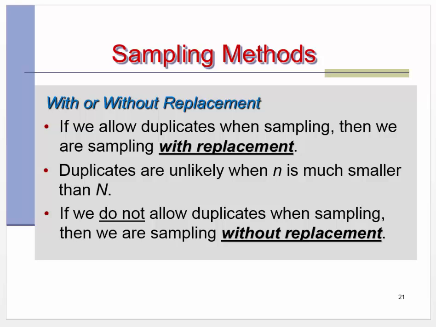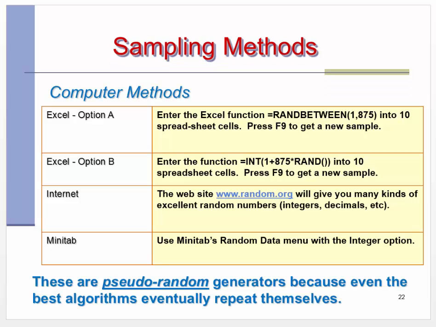When we choose our samples, if we allow duplicates when sampling, then we are sampling with replacement. If we do not allow duplicates when sampling, then we are sampling without replacement. The table on slide number 22 shows different ways of using computers to get random samples. You are encouraged to try it out using your own computers.